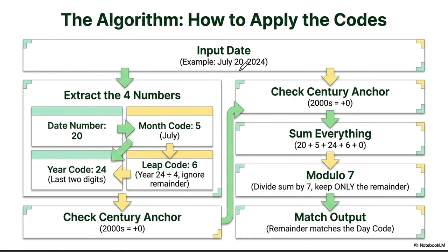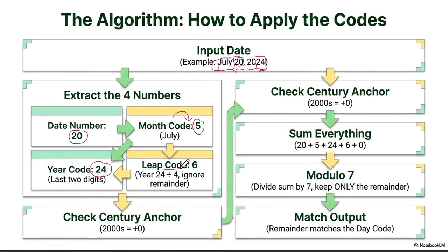For example, let's say we have to find out the day of July 20, 2024. The first step is, what is the date here? 20. So you write down the date number, which is 20. After that, what is the month? July. July's code is 5, as I've shown you. So for the month of July, the code is 5. After that, what is the year? The last two digits of the year? 24. So the year code is 24.